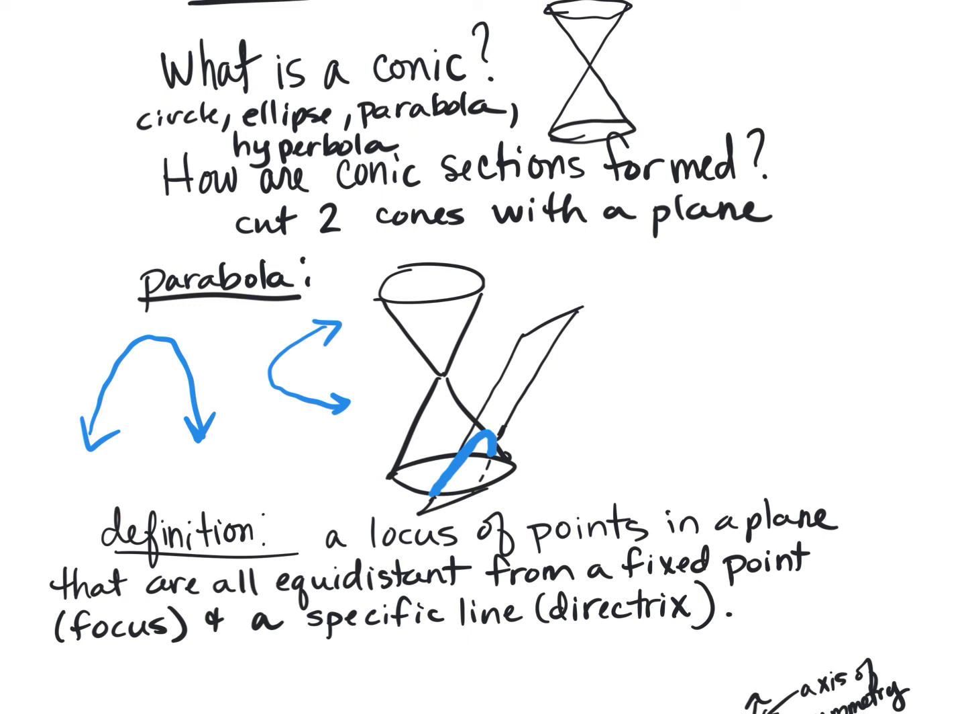I'm going to tell you the focus is at 3, -4. Are we graphing this? No, you're writing the equation. And the vertex is at 1, -4. Now, the hardest part for you guys is probably going to be figuring out whether it opens up or down, left or right.